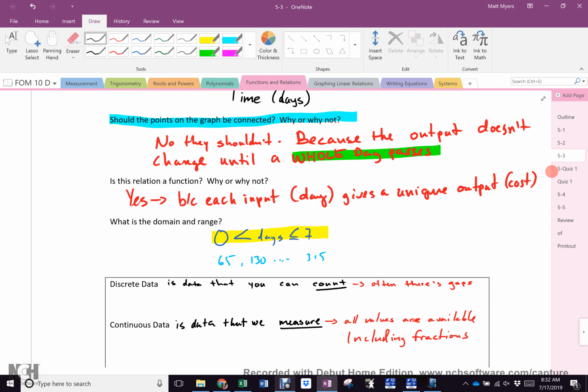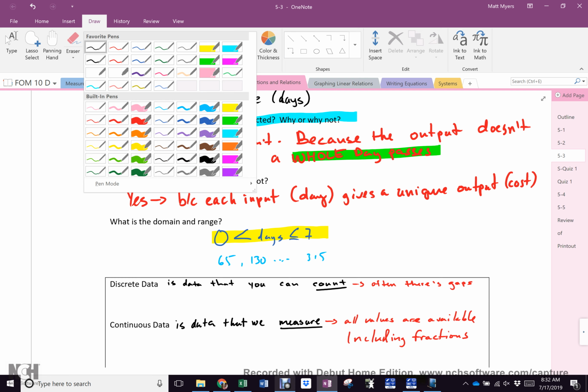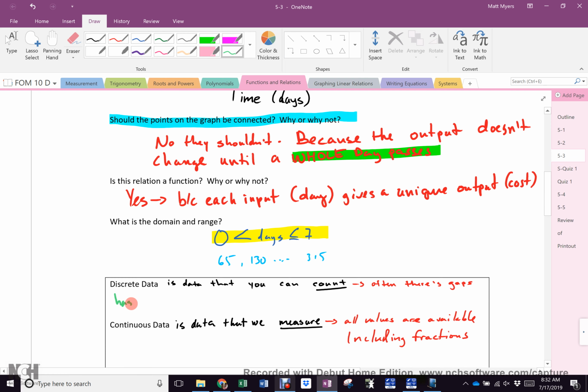Discrete data, and I'm going to go to a third color, discrete data has non-permissible values. And in the example we're doing right now, the non-permissible values are all the numbers from 0 to 65, and then all the numbers from 66 to 129. Then all the numbers from 131 to 194. Those are non-permissible because there's no way we could pay that much. Is everybody good?